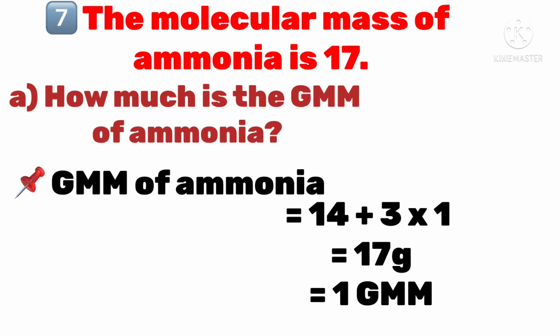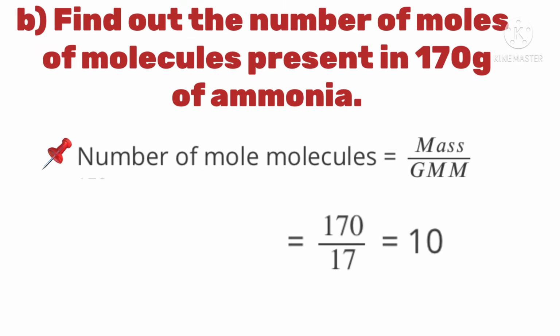5. Seventh question. The molecular mass of ammonia is 17. A. How much is the GMM of ammonia? Answer. GMM of ammonia equal to 14 plus 3 into 1. That is equal to 17 gram. Therefore, the answer is 1 GMM.